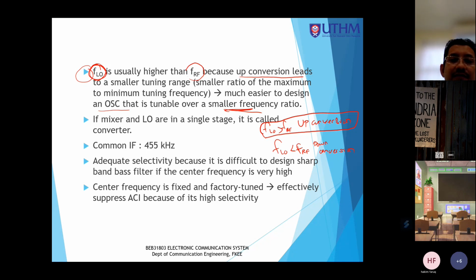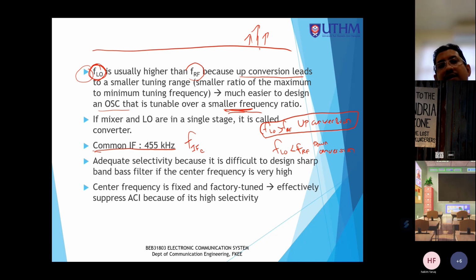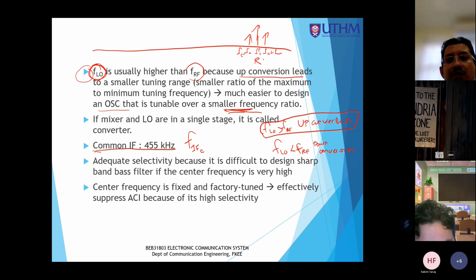Okay, dalam kebanyakan application kita biasanya setkan supaya FLO itu jauh lebih besar daripada FRF. Okay. So ini apabila common IF center, ini adalah IF center. This is a FIF center. Macam saya sebutkan tadi, apabila dalam range RF, ini adalah RF frequencies band. So this is a FC plus FM. This is FC minus FM. So this is a RF frequency range.